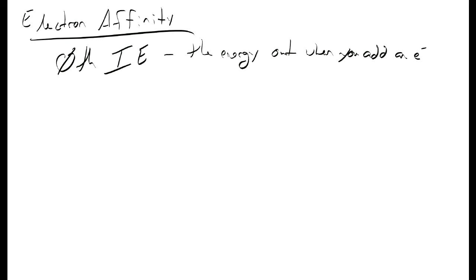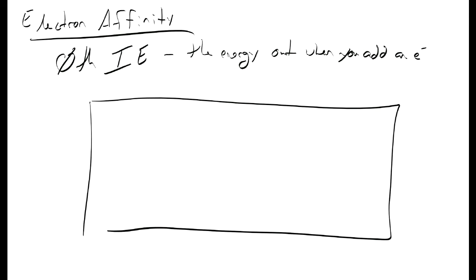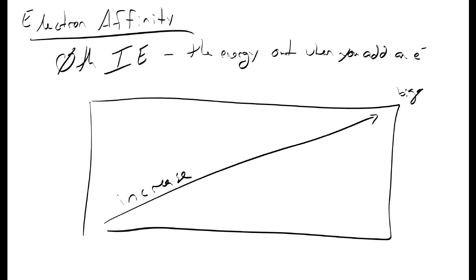Now, because we're calling it zeroth ionization energy, you would expect it to act a lot like ionization energy. And that's largely true. Okay? You would expect it to increase just as ionization energy increases. You would expect it to be biggest in the top right and smallest in the bottom left. That is what you see, but you also get some complex and complicated exceptions.